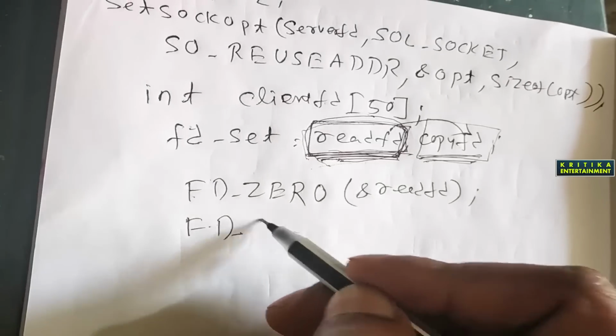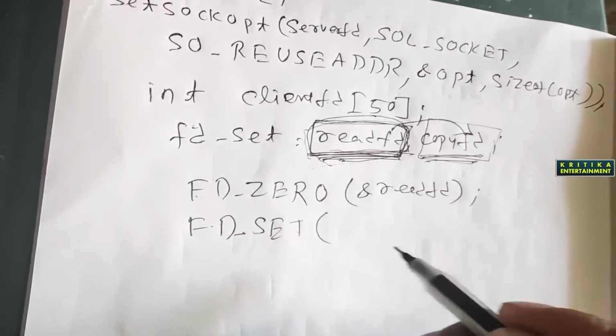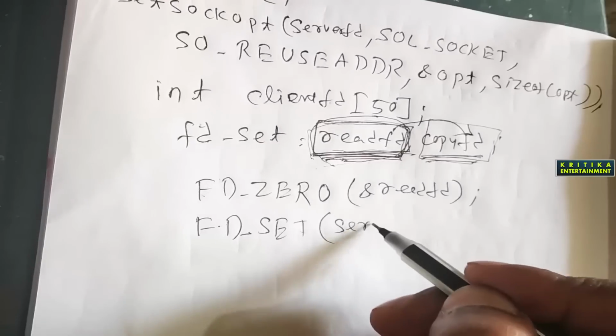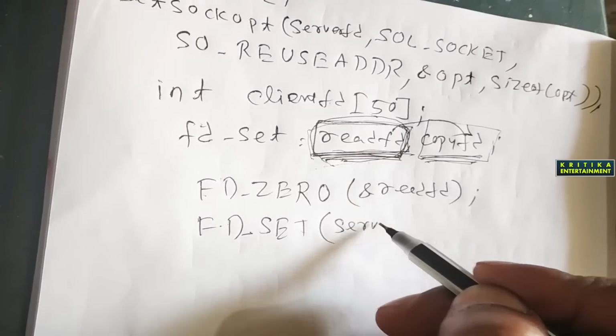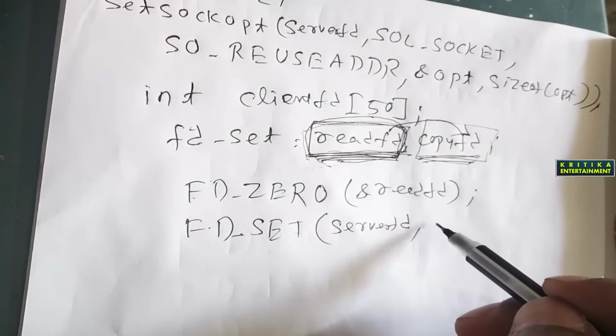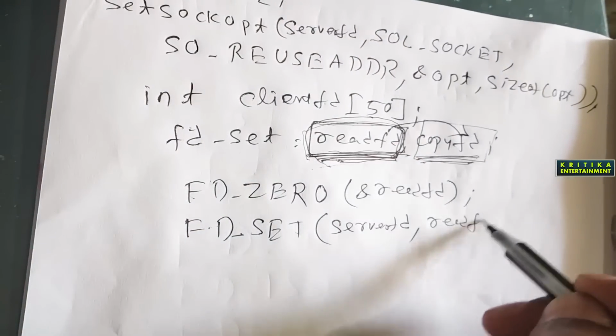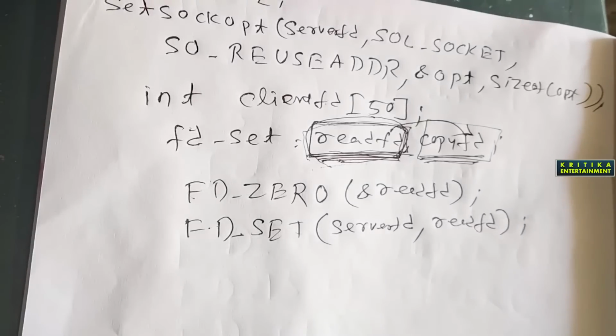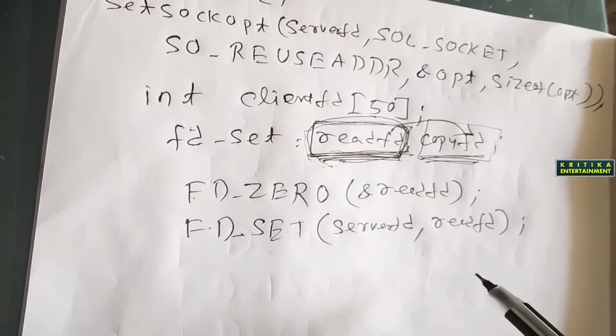FD underscore set. Then my server FD, which will be created in the socket, I will add this, and it will be added in the read FD set.